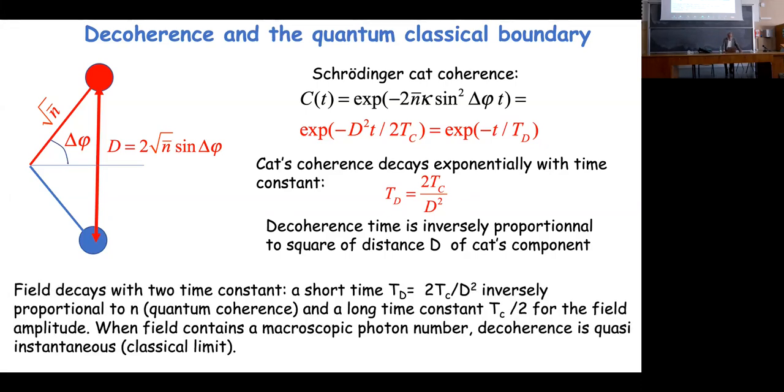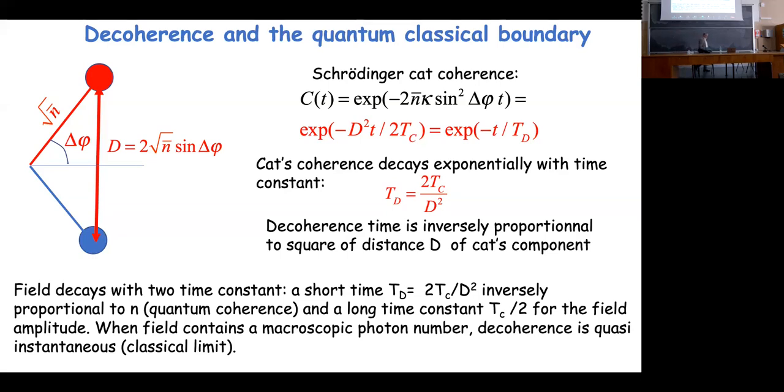So you see that the field in the cavity decays with two time constants. If you start with a Schrödinger cat with a lot of fringes in between, very quickly, before the coherent states have time to decay, the fringes disappear. And after that, the two coherent states decay slowly toward the vacuum.